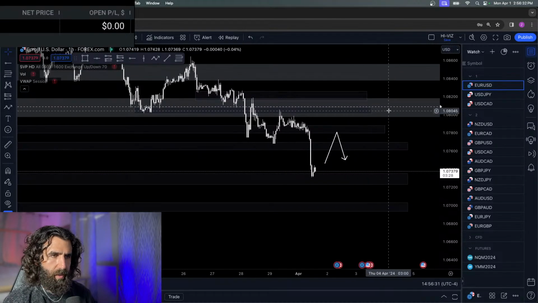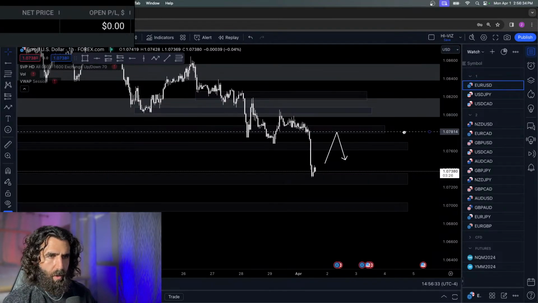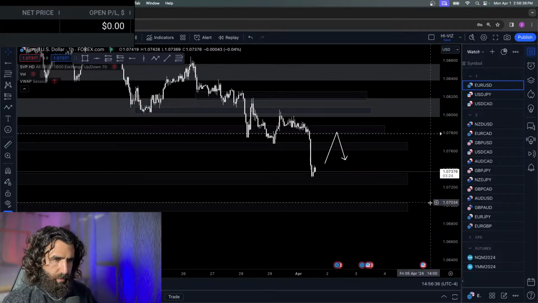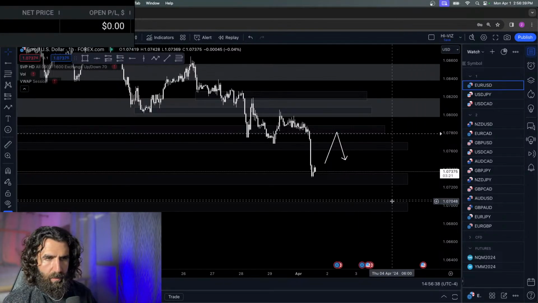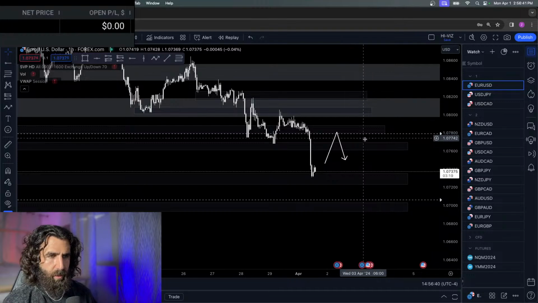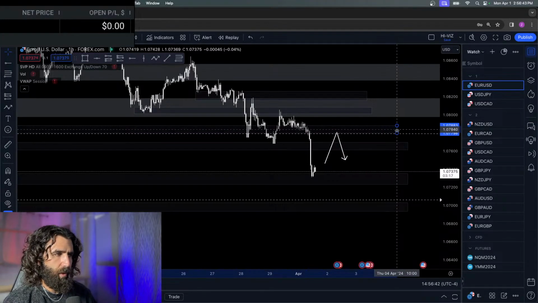So yeah, I'm gonna wait to see. I'm gonna throw an alert all the way up here. I'll throw an alert down below it on the 1 hour. This way, when it triggers, I'll take a look at what price action is doing. That's how I usually approach the Forex market.